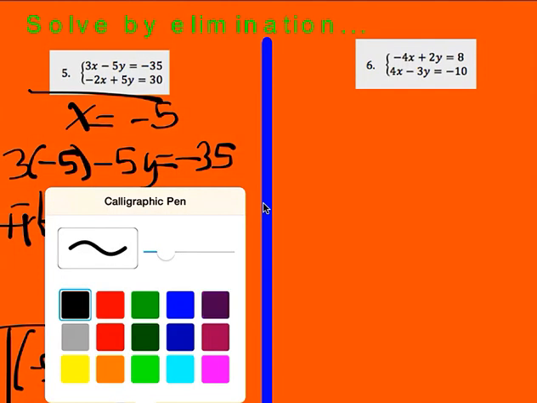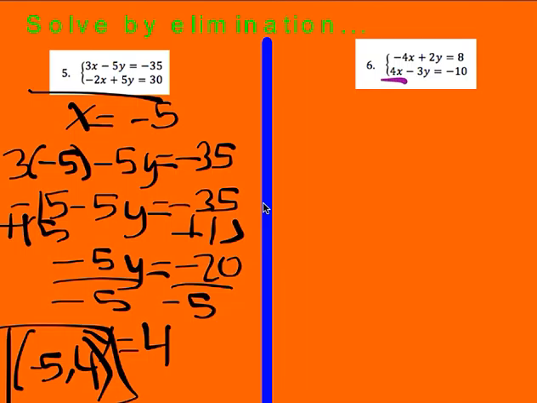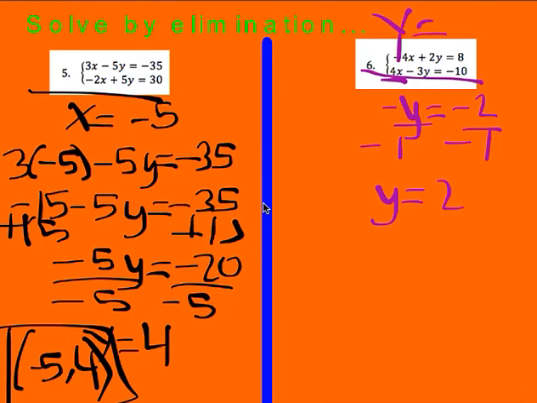Now taking a look at number 6, I see 4 and negative 4. So I can go ahead and add down the columns because I have the same number, opposite signs. So 2y minus 3y is going to give me a negative 1y. 8 plus a negative 10 is going to give me a negative 2. So I need to know what y actually equals. So I'm going to go ahead and divide both sides by negative 1, and I get that y is equal to negative 2 divided by negative 1, which is 2. So y is equal to 2.